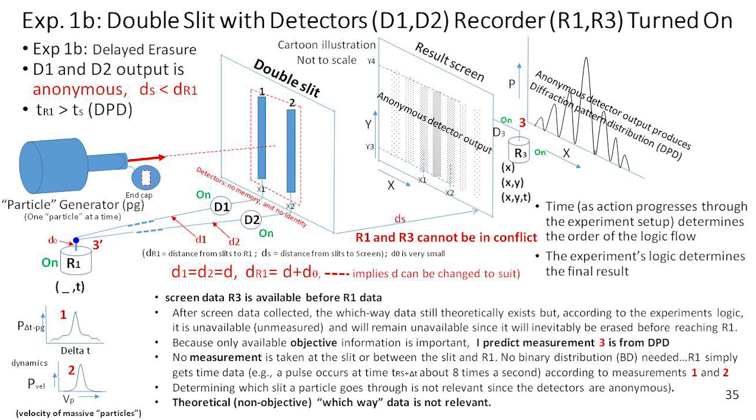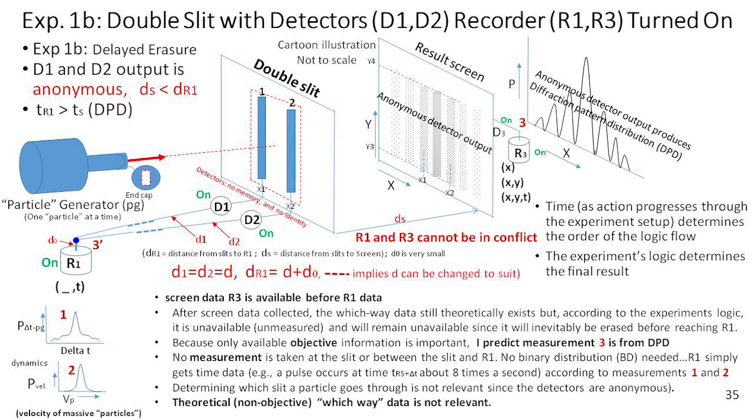After it gets to that D0, any information about which path it came through is erased. We know the which path information before it gets to D0 because these two wires that carry the pulses from D1 and D2 are separate. But that's only potential which way data. It's there in the wire. If you want to look, you can see which one of those wires has the pulse in it.